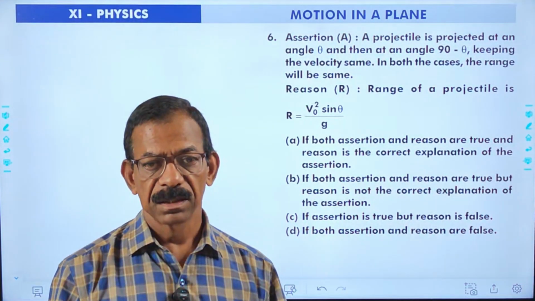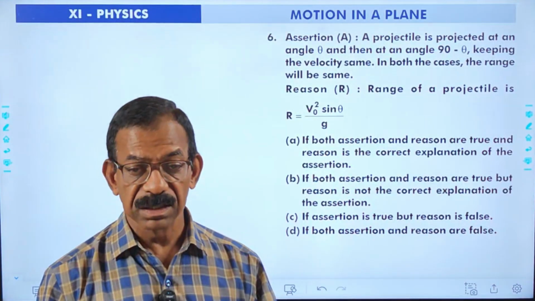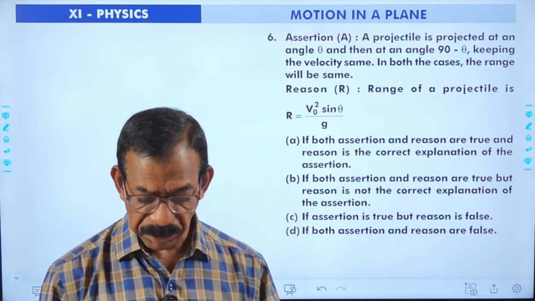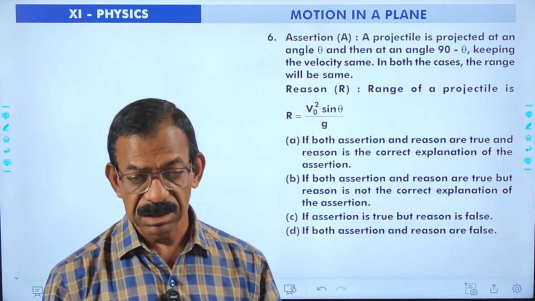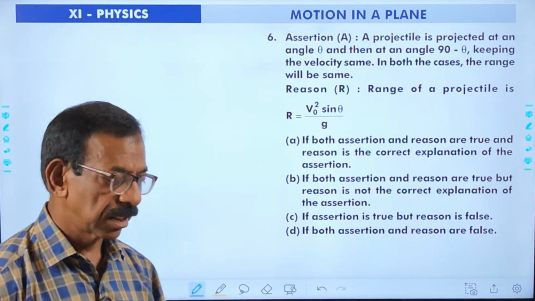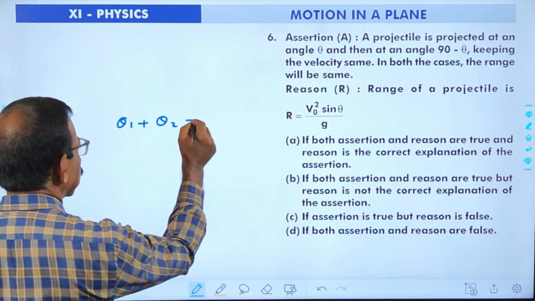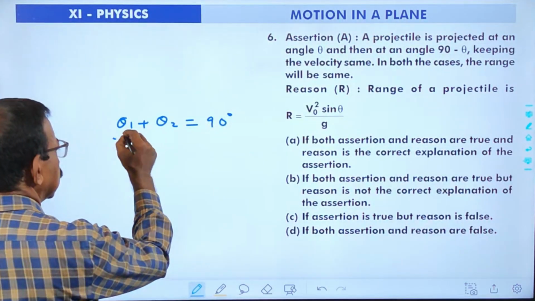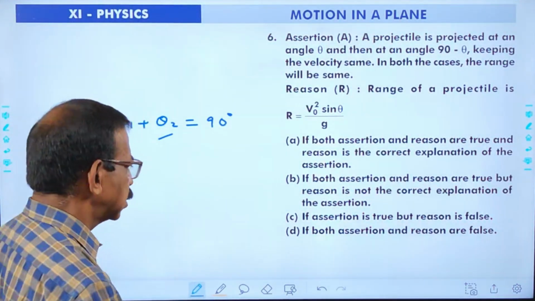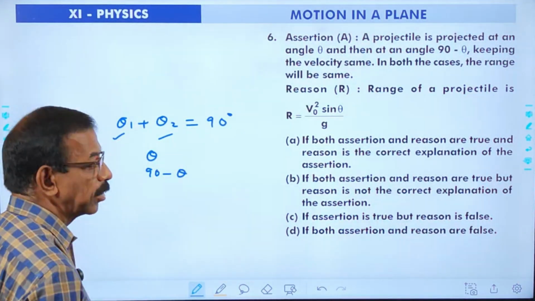Here it is given that the assertion is: a projectile is projected at an angle theta and then at an angle of 90 minus theta, keeping the velocity same. In both cases, the range will be same. The assertion is true, since there is a condition that if theta 1 plus theta 2 equal to 90 degree, then it will have the same range. That is, there are two angles of theta and 90 minus theta to have the same range.